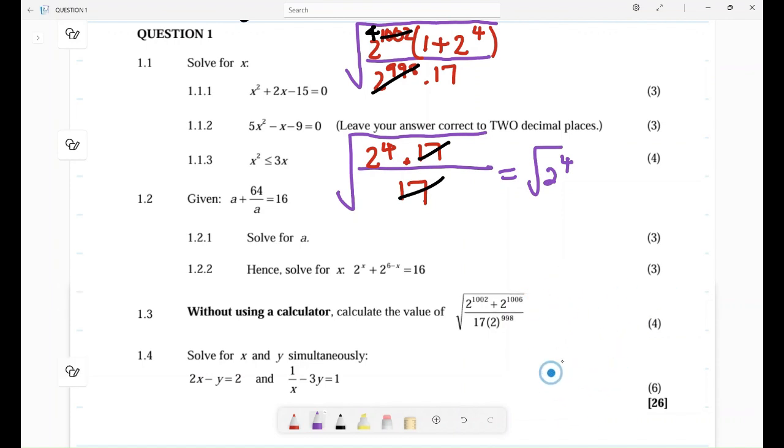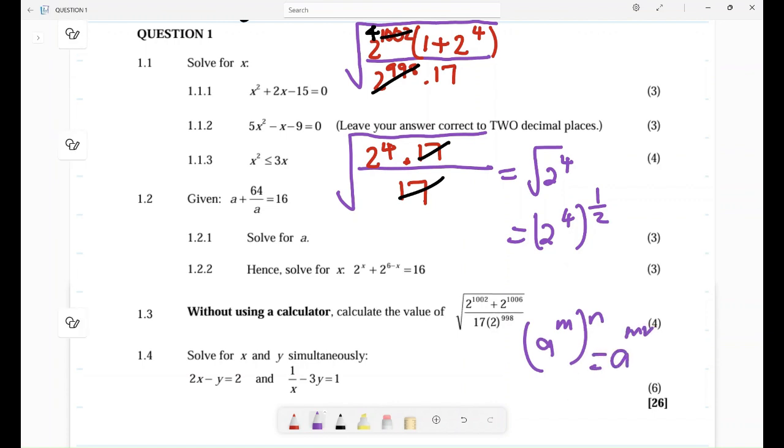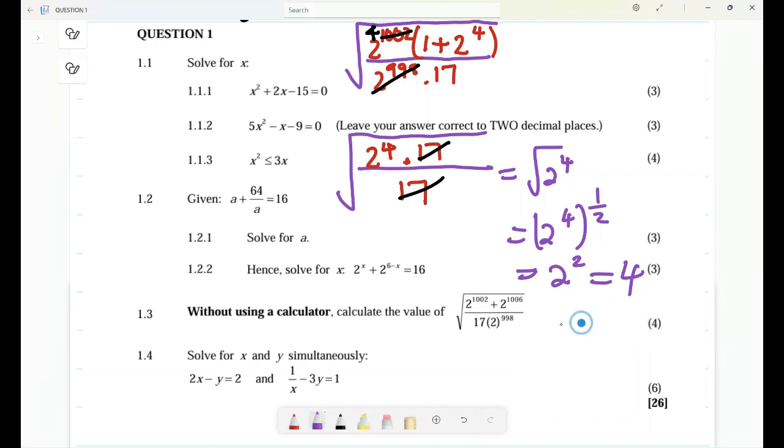So let's apply that there. It's going to be 2 to the power of 4 all to the power of half. Then I know a to the power of m, all to the power of n, is going to be a to the power of mn, right? So I'm going to apply that here. 2 to the power of 4 multiplied by half is 2, and 2 squared is what? It is 4. This is us evaluating. Then we are done. The answer is 4 there.